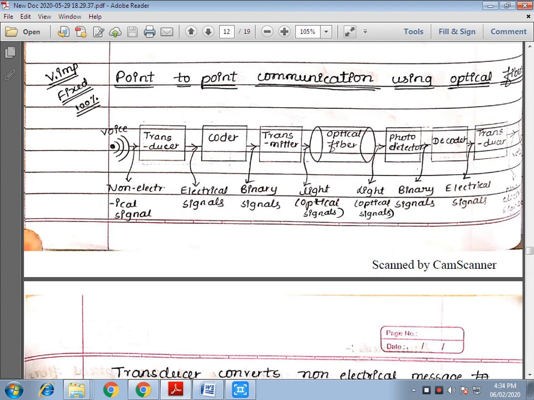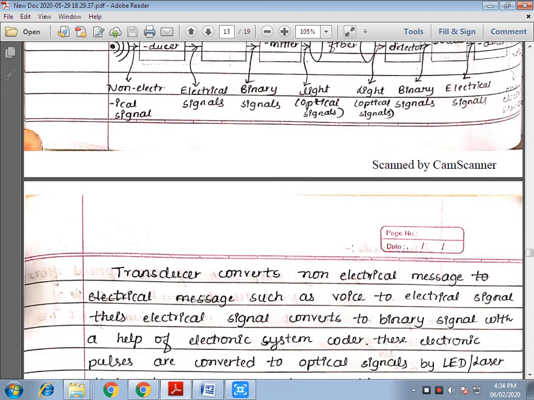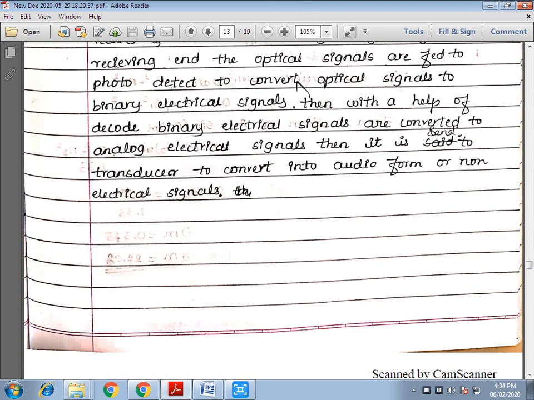At the other end of the optical fiber the photodetector is kept, and when this light is detected by the photodetector, it converts light signals or optical signals into binary signals, and these binary signals are converted by the decoder. The decoder converts binary signals into electrical signals. These electrical signals are converted by the transducer. This transducer converts electrical signals into non-electrical signals. Again it goes to the receiver end, and this is the mechanism by virtue of which point to point communication is possible using optical fiber.